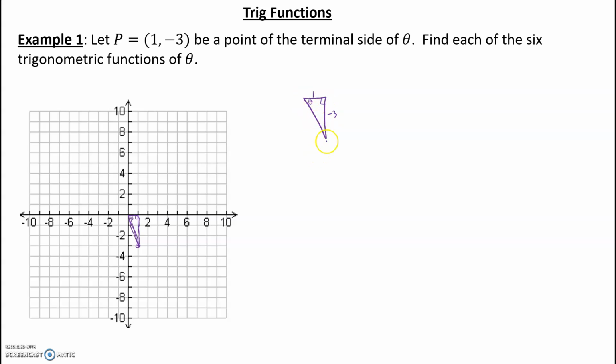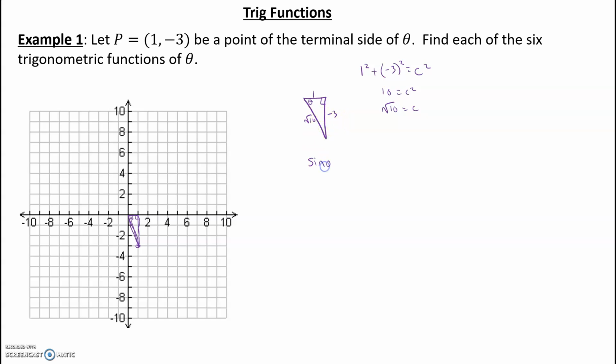Now we do have to find that missing side, right? So let's use our a squared plus b squared equals c squared. So we have 1 plus 9 is 10, and c would be the square root of 10. So there's our hypotenuse. And now we can set up all of our trig functions.